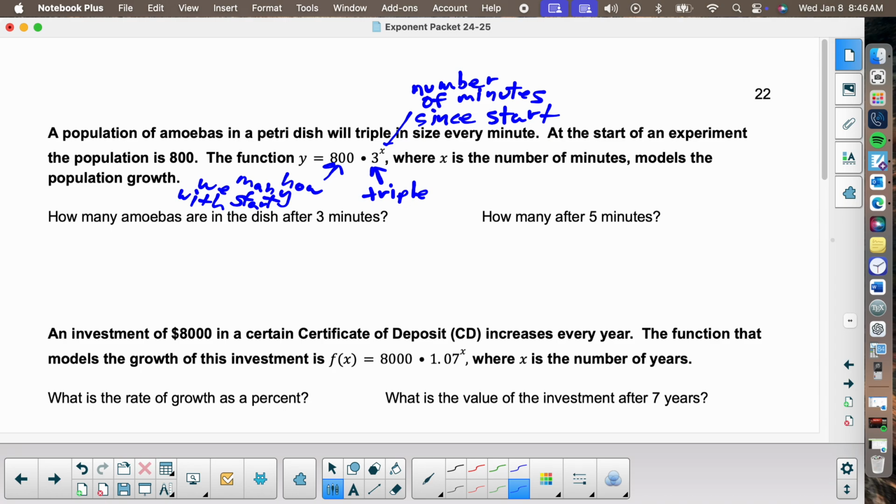Help me out with this one. How many amoebas are there after 3 minutes? What would I type in a calculator? So this is the equation we use. Basically, what number do I put in place of X? 3, perfect. After 3 minutes, that's what X represents, how many minutes since we started. So in the calculator, you would type in 800 times 3 to the 3.